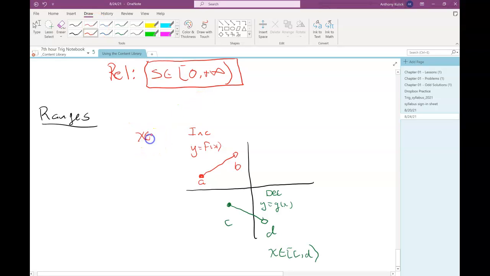Similarly, for the red, the domain would be A to B. Again, A gets the bracket because the A circle is filled in, and B gets a parenthesis because the B circle is not filled in.